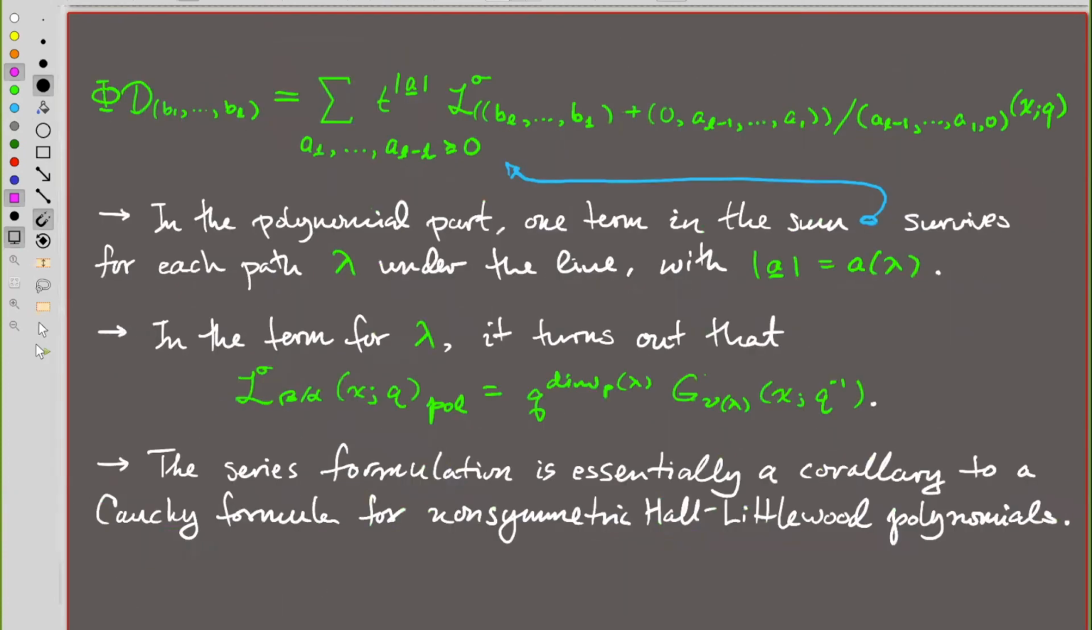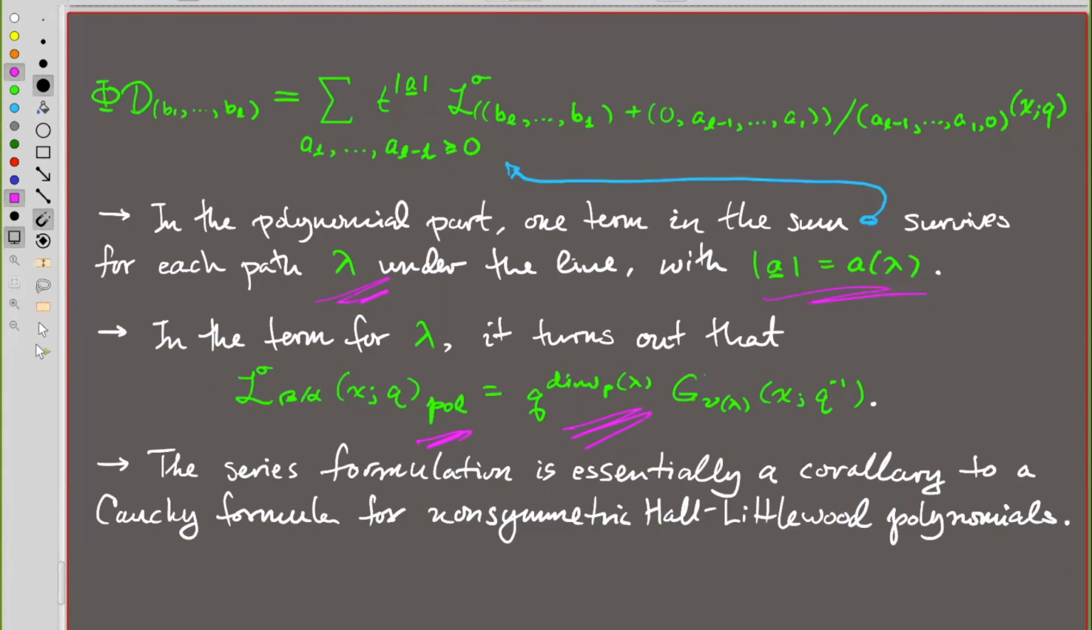So I think I said a little bit already about what's on this slide, but what happens is when you take the polynomial part, then this infinite series becomes finite, and the surviving terms correspond to lattice paths under the given line. The sum of the A's becomes the area, and the div appears as the Q power factor relating the L to the polynomial part of the L to the G.